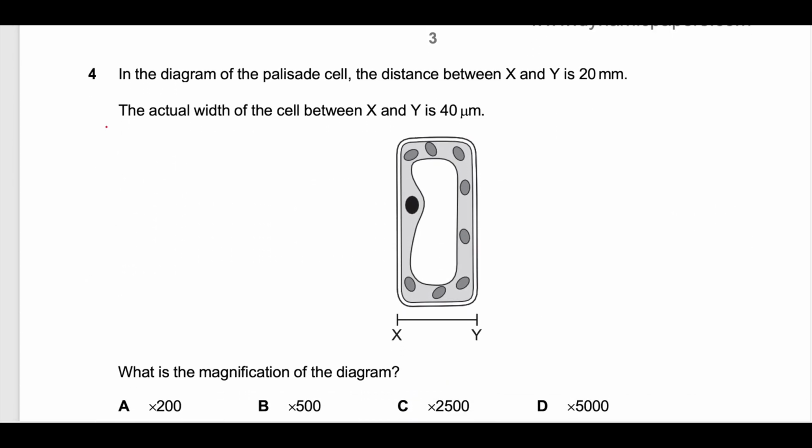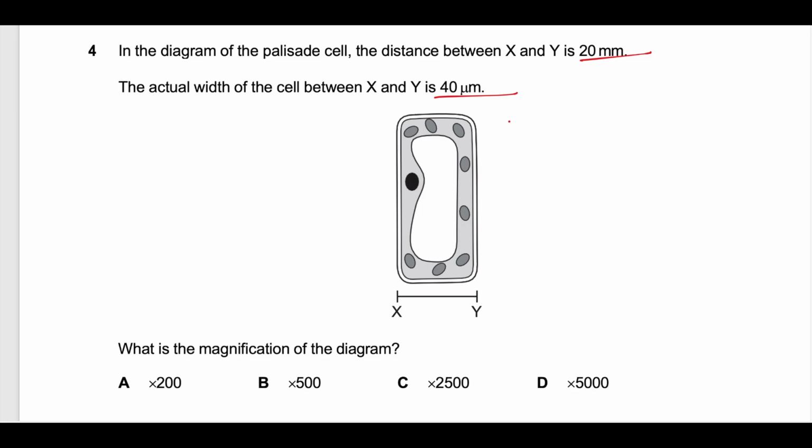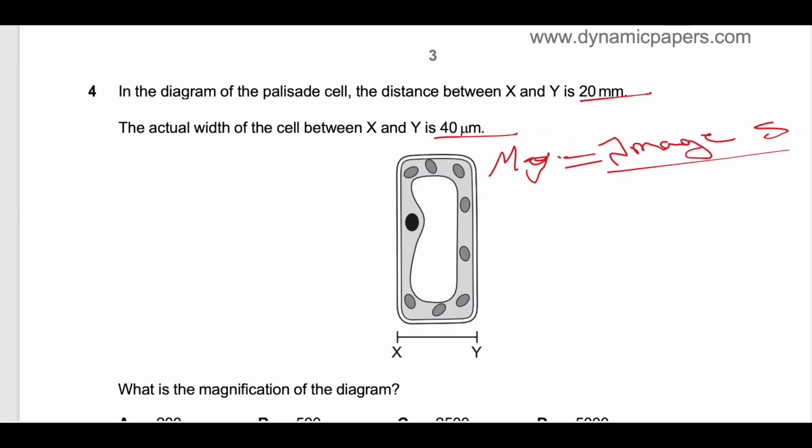In the diagram of the palisade cell, the distance between X and Y is 20 millimeter. The actual width of the cell between X and Y is 40 micrometer. What is the magnification of the diagram? As we know, magnification equals what? The image size divided by the actual size.